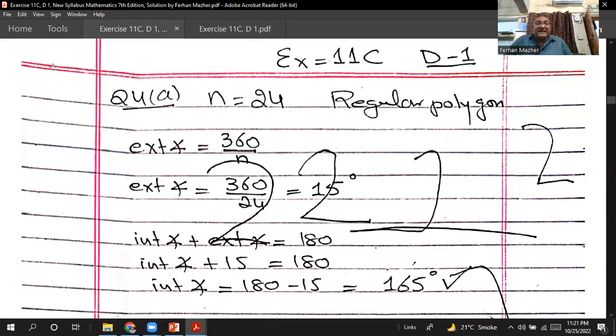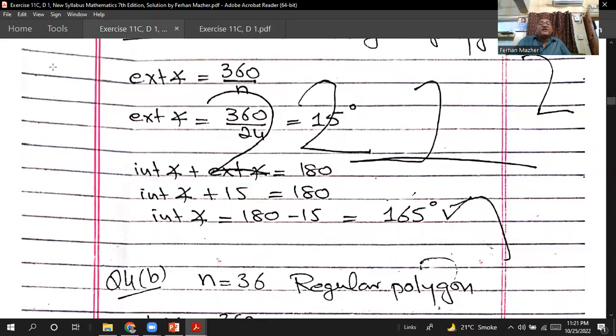So we can find a single external angle by the formula 360 divided by n. That's a famous formula, don't forget this. External angle will be equal to 360 divided by 24. So it will be equal to 15. So the external angle is equal to 15.